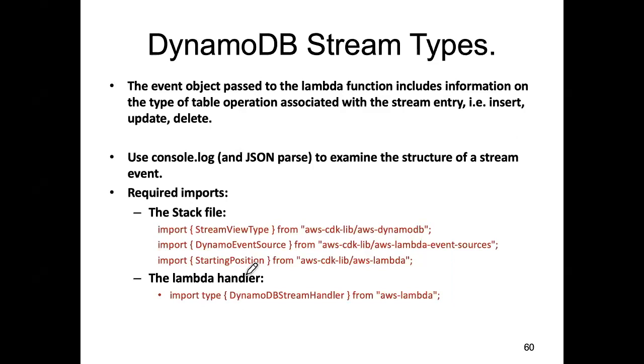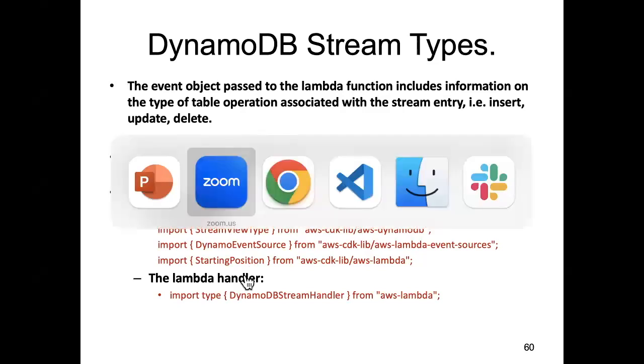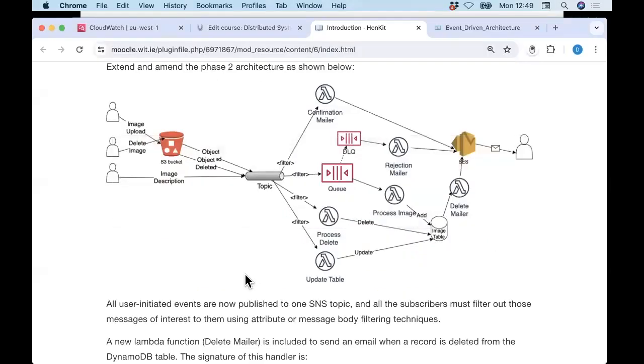So why am I talking about DynamoDB streams? Well, as always, it goes back to the assignment, because in the third phase of the assignment, I have a Lambda here, and it's meant to be triggered by state changes that happen in the DynamoDB table. And specifically, I want this Lambda to send an email whenever a record is deleted from the table. And a record is deleted from the table when this sequence here happens.